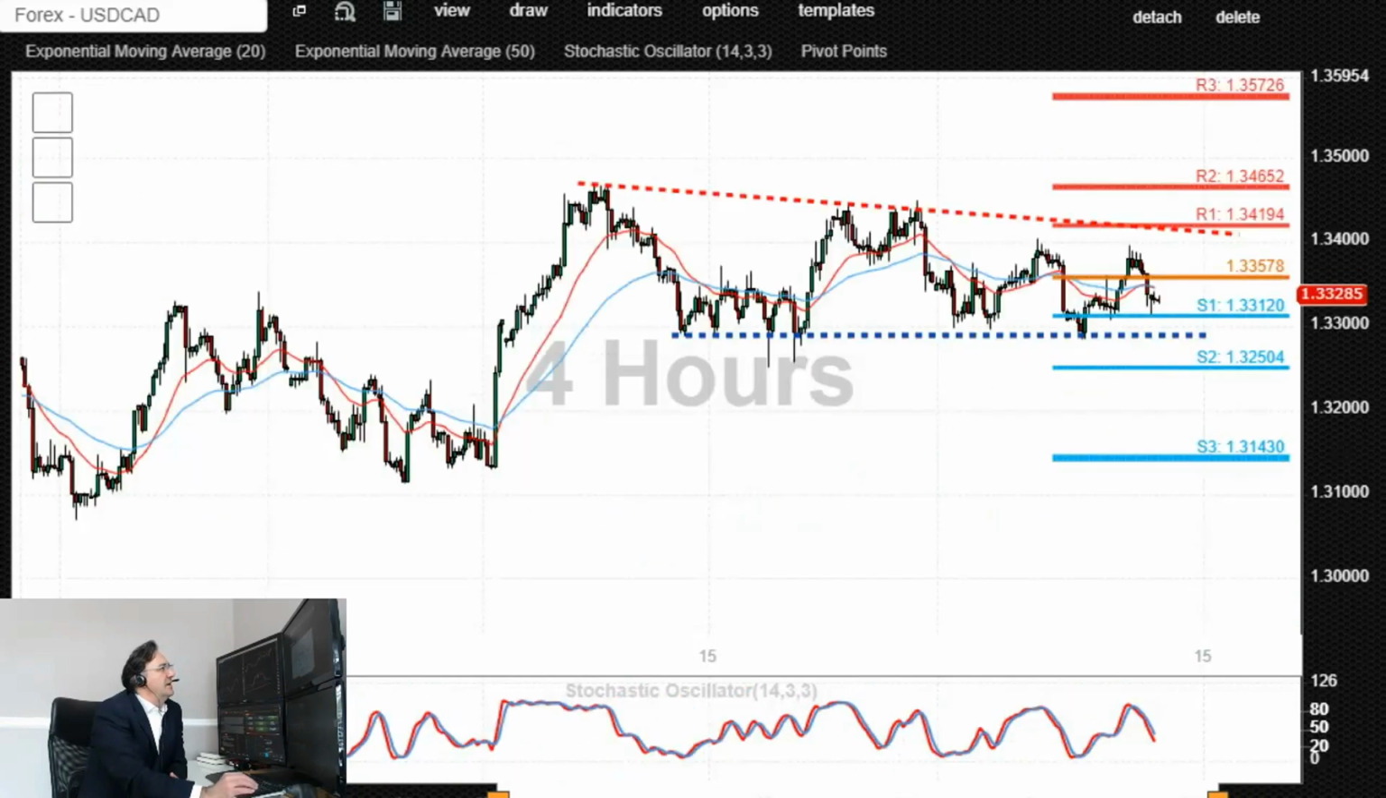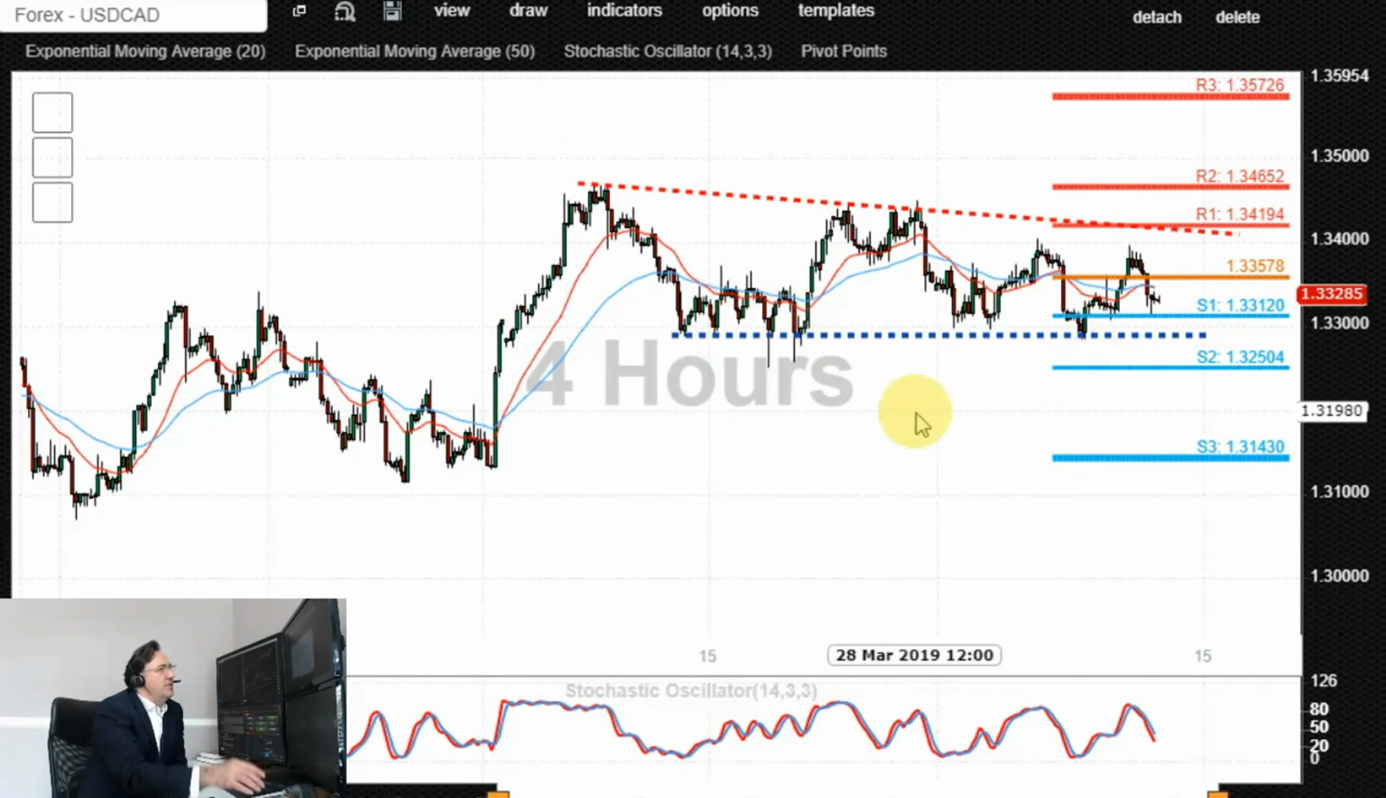Dollar CAD appears to be coiling as well, quite a bullish price action. We have a reaction, consolidation, breakout. Now this is another consolidation with 1, 2, and possibly a third touch to the upside to this falling resistance trend line. Significant support here, here, and here as well.